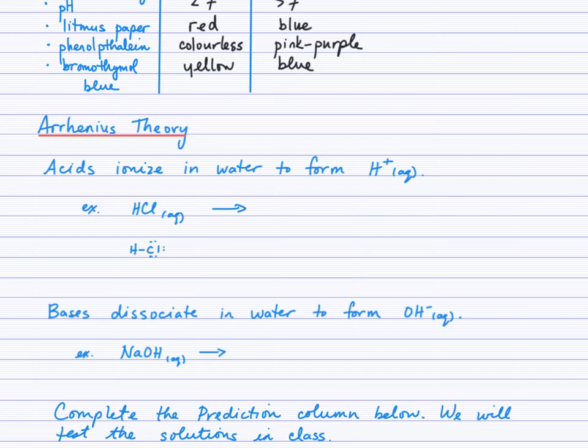Okay, so Arrhenius theory. There's a few different theories of acids and bases. The one we look at in this course is the very basic Arrhenius theory. And so the idea here is that an Arrhenius acid, so an acid that's recognized as an acid by Arrhenius theory, is recognized as such because it ionizes in water to form the hydrogen ion. So what do I mean by ionize? Well, here's an HCl molecule.